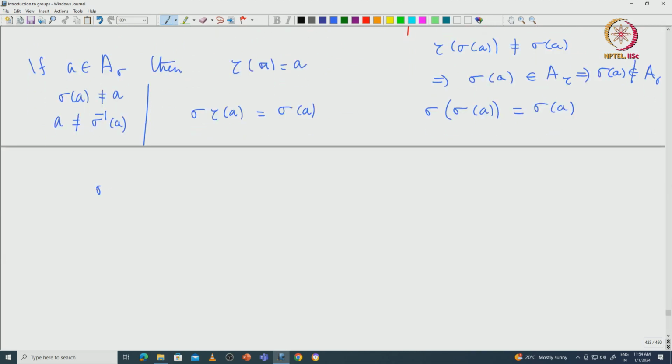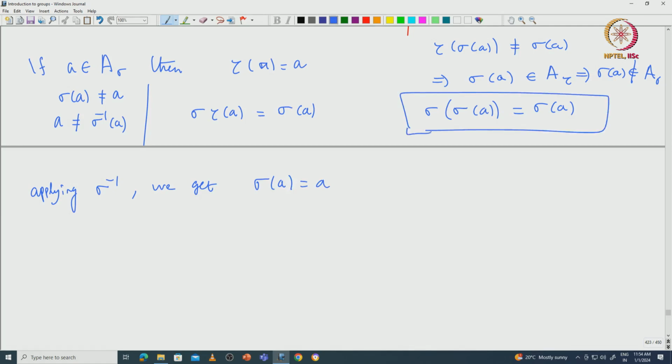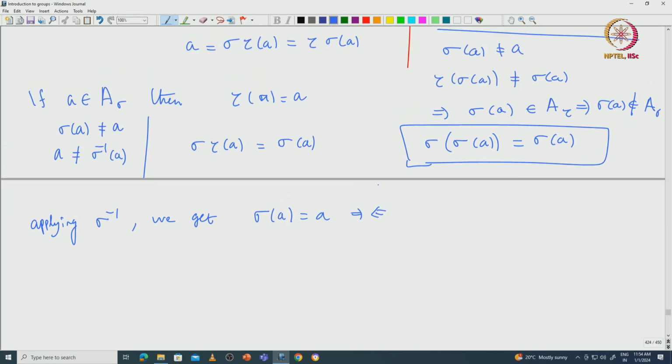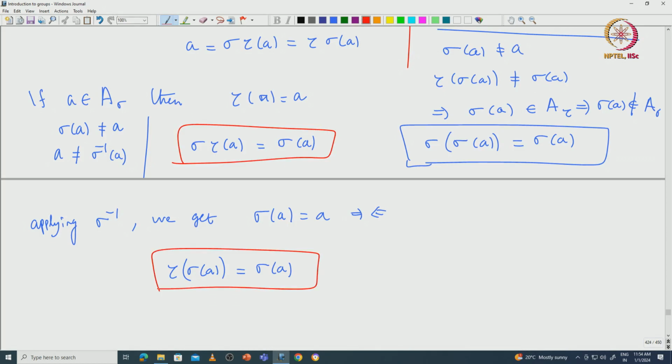But now you can apply sigma inverse on both sides. So, applying sigma inverse, we get sigma of A equal to A, which is a contradiction. So, that forces that tau of sigma of A must be exactly equal to sigma of A. So, that is what we wanted to prove. On one hand we have sigma tau of A equal to sigma of A, on the other hand we have tau of sigma of A equal to sigma of A. So, this says that sigma tau of A is the same as tau of sigma of A.